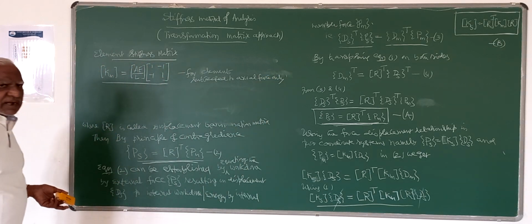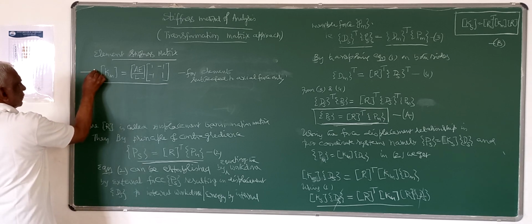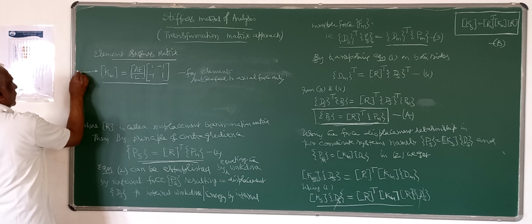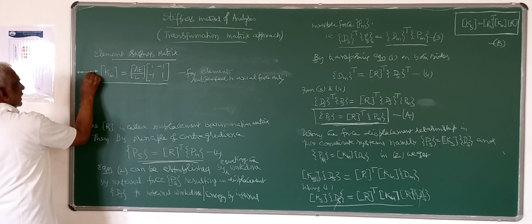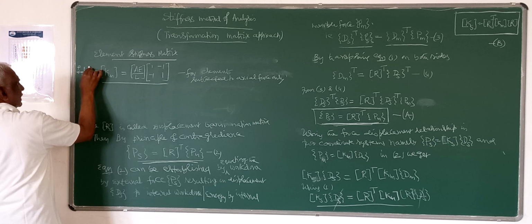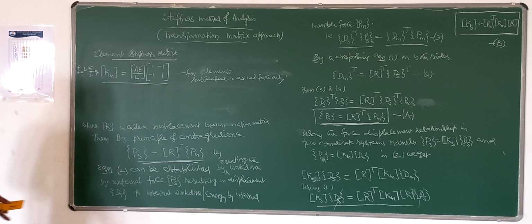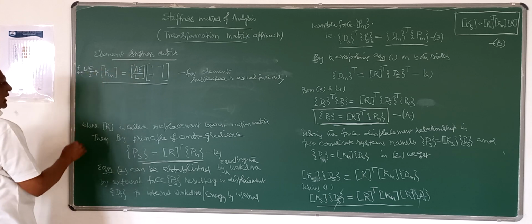Like that, I have derived an expression. Only when it is subjected to axial force, the truss element 1, 2 subjected to an axial force like this, and length of the element being L and axial rigidity AE, it is given by this, that is called the element stiffness matrix.